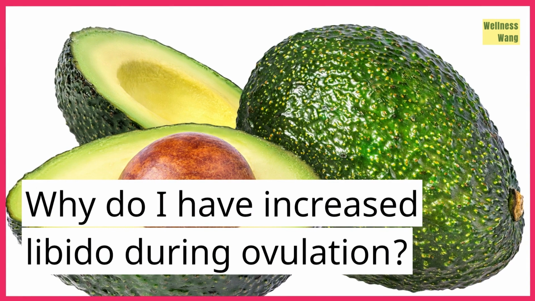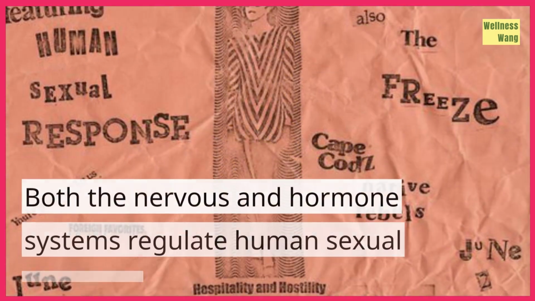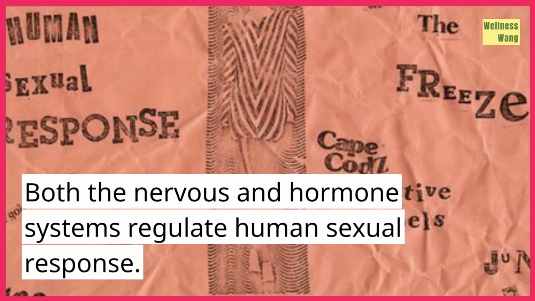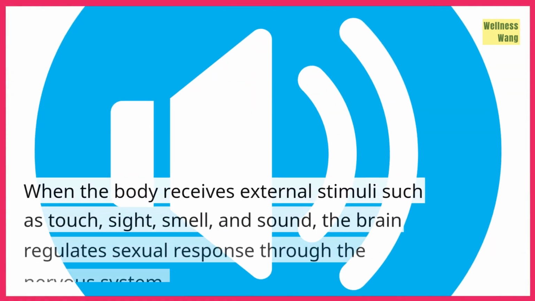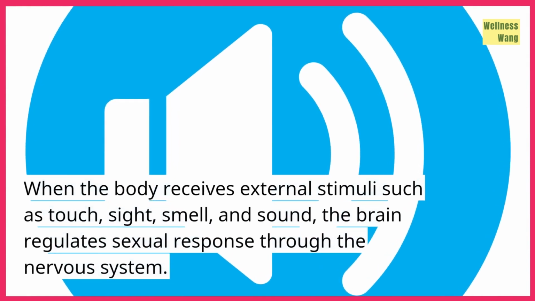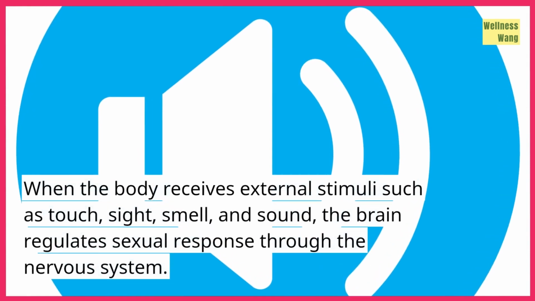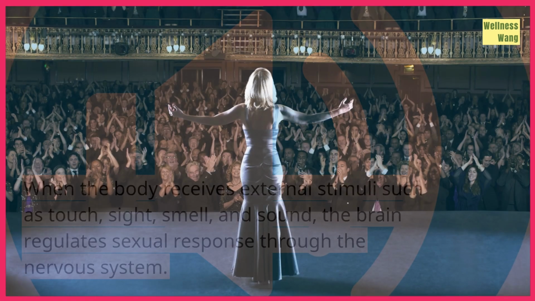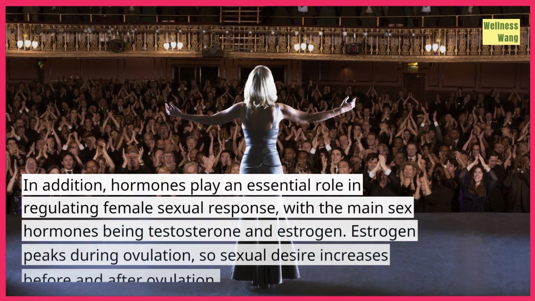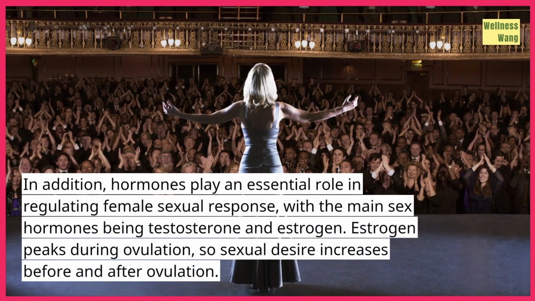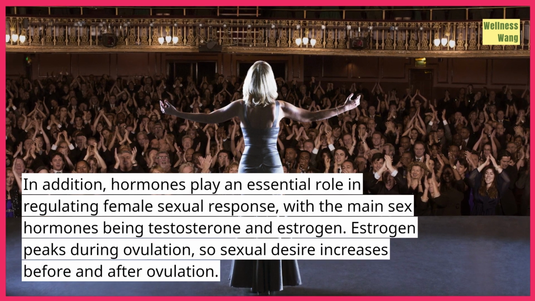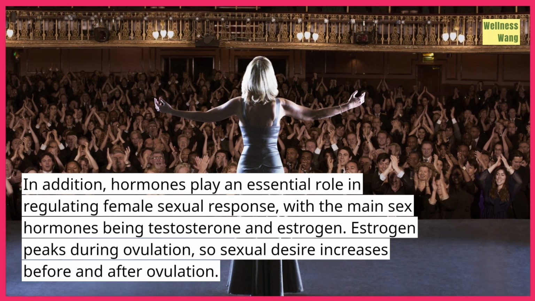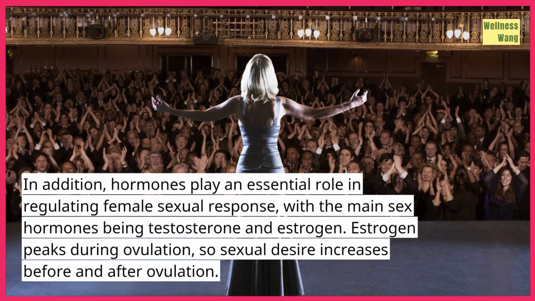Why do I have increased libido during ovulation? Both the nervous and hormone systems regulate human sexual response. When the body receives external stimuli such as touch, sight, smell, and sound, the brain regulates sexual response through the nervous system. In addition, hormones play an essential role in regulating female sexual response, with the main sex hormones being testosterone and estrogen. Estrogen peaks during ovulation, so sexual desire increases before and after ovulation.